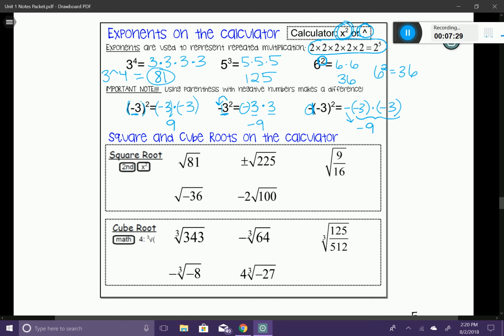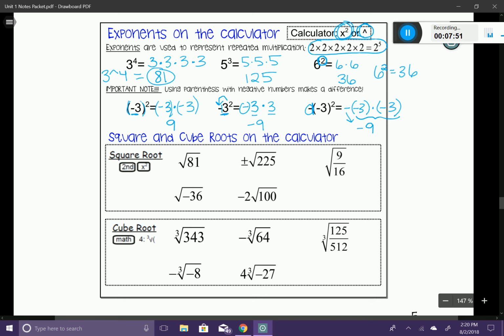Okay, now we're going to kind of flip it around. Instead of doing squares and cubes and raising numbers to higher powers, we're going to go ahead and take the square root and the cube root. And I'm going to show you how to do this on the calculator. Now, I know we all know that the square root of 81 is 9, right? All right, well, we know that because 9 times 9 is 81. Let me show you how to do this in the calculator.